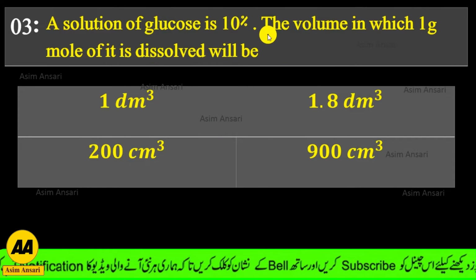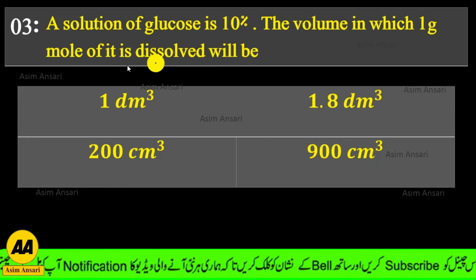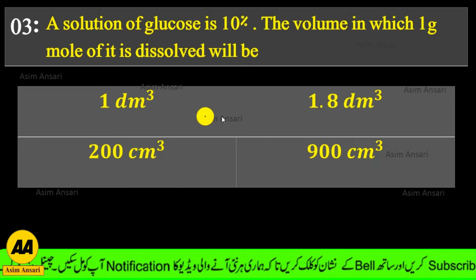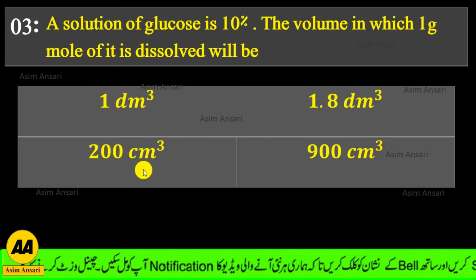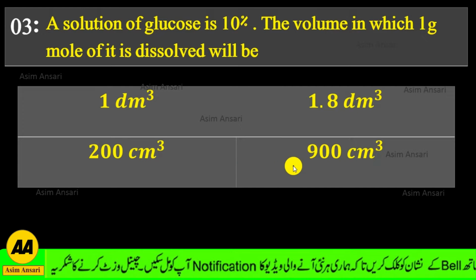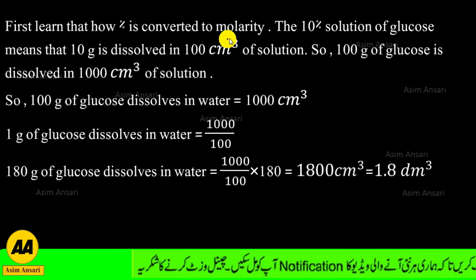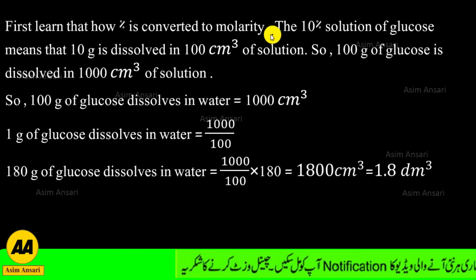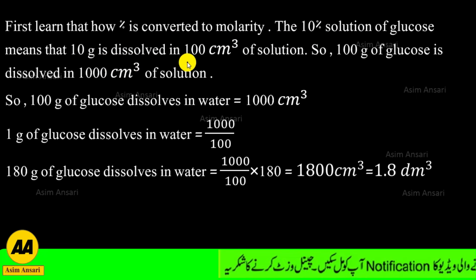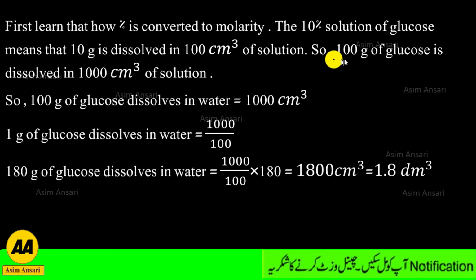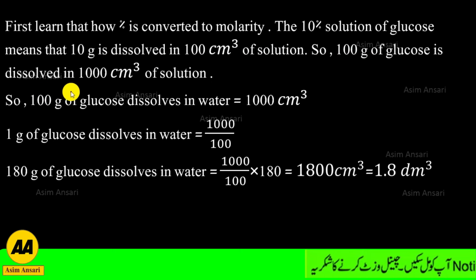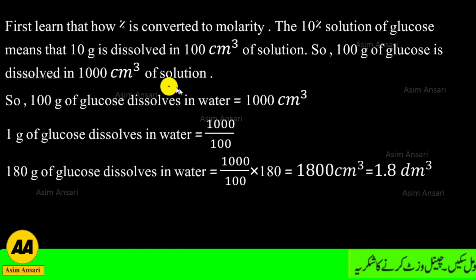A solution of glucose is 10%. The volume in which 1 gram mole of it is dissolved will be 1 cubic decimeter, 1.8 cubic decimeter, 200 cubic centimeter or 900 cubic centimeter. First learn how percentage is converted to molarity. The 10% solution of glucose means that 10 gram is dissolved in 100 cubic centimeter of solution. So 100 gram of glucose is dissolved in 1000 cubic centimeter of solution.